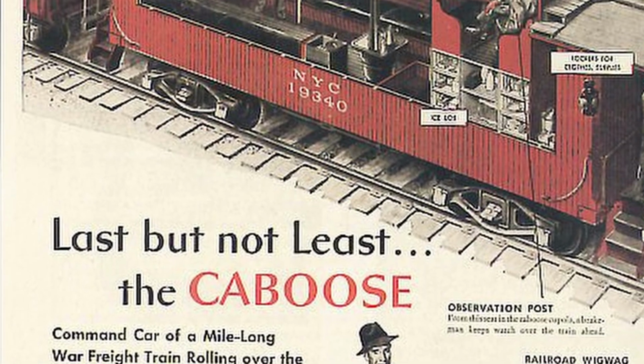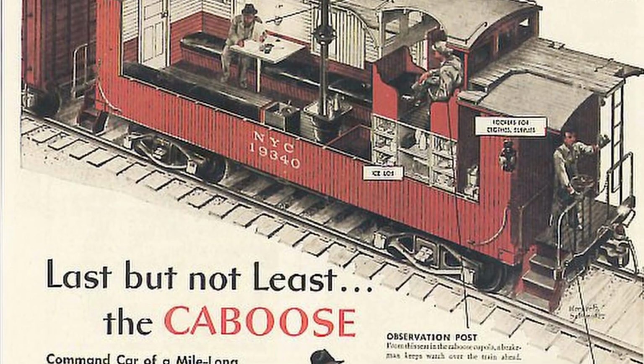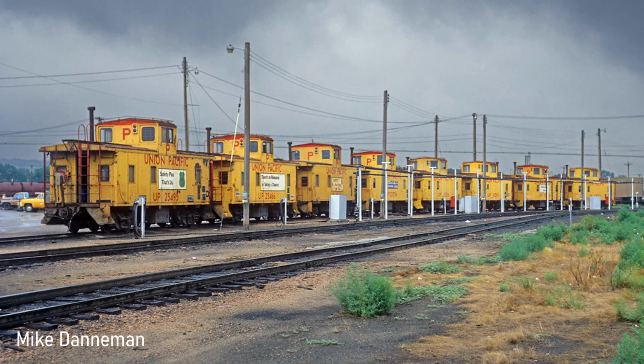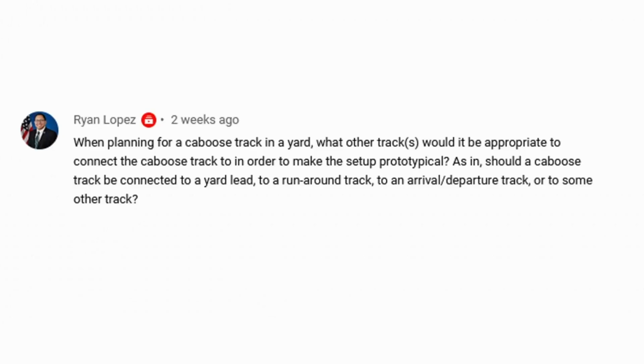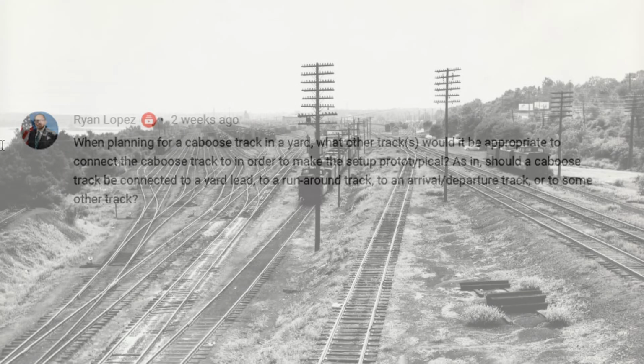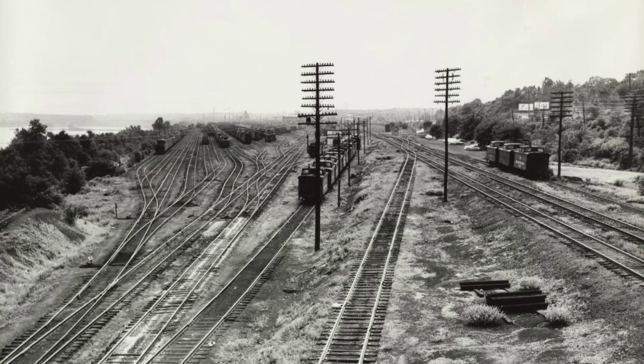And today we're going to be talking about cabooses and caboose tracks, to be more specific. The question came in from Ryan Lopez, a frequent contributor to my channel. Thank you, Ryan. When planning for a caboose track in a yard, what other tracks would be appropriate to connect the caboose track to in order to make the setup prototypical?